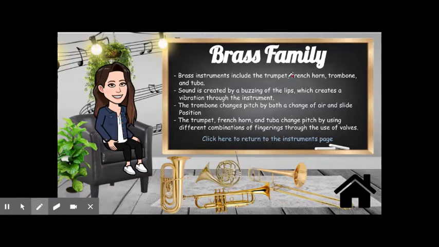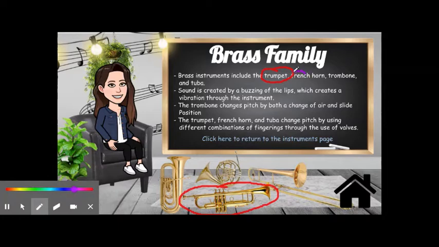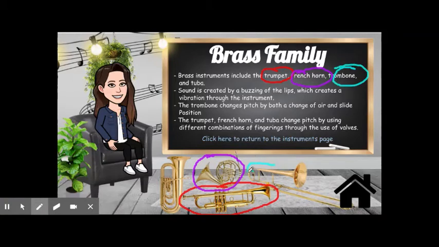All right, so let's go through our instruments. First, we have the trumpet, which is right here. Next, we have the French horn, right here. Then we have the trombone, right here. And last, we have our tuba, which is right here. Out of all of these, our tuba is the biggest one and also the lowest. Our trumpet is the highest and the smallest.